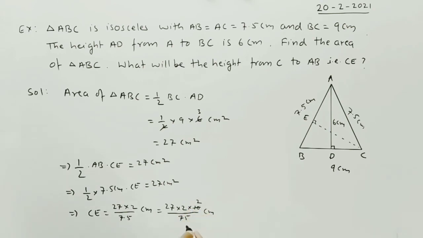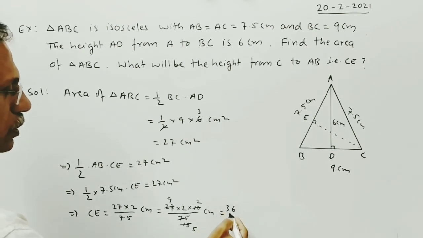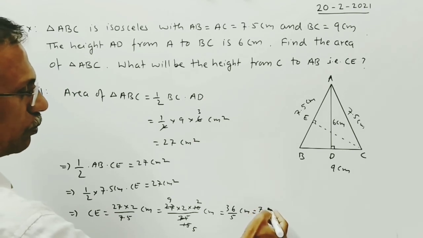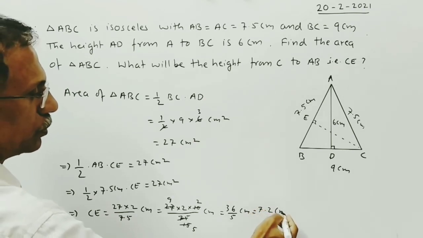Five twos are 10, 15 are 75, 3 fives are 15, 9 are 45, that is equal to 36 divided by 5 centimeter is equal to 7.2 centimeter.